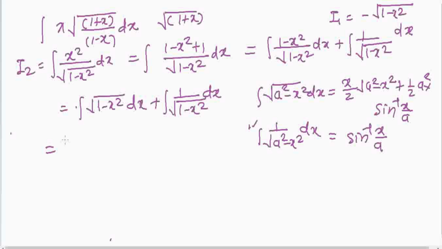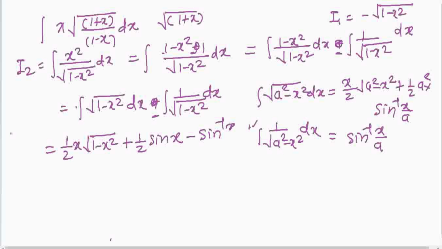The first integration gives us 1 divided by 2 into x into under root of 1 minus x square plus 1 divided by 2, a is 1, sine inverse of x, and plus, this is a minus, we have added plus, we need to subtract, so this will be minus sine inverse of x. Equal to 1 by 2 x into under root of 1 minus x square, and this will be minus 1 by 2 sine inverse of x.